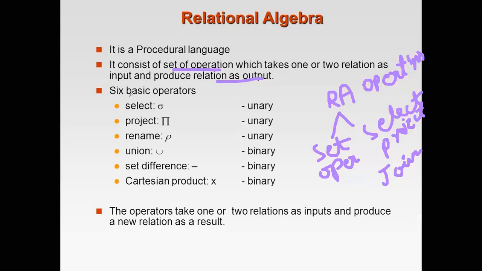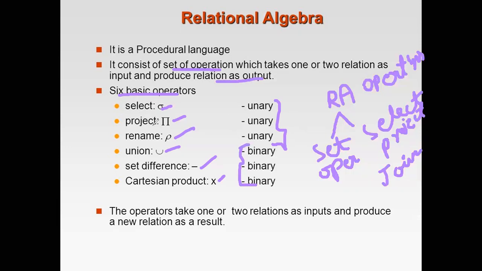Here there are 6 basic operators in relational algebra. We are defining relational algebra in terms of operators or operations. For every operation we have a symbol, as shown here. Relational algebra is written using these symbols. We have basically two types of operators: unary operators and binary operators.